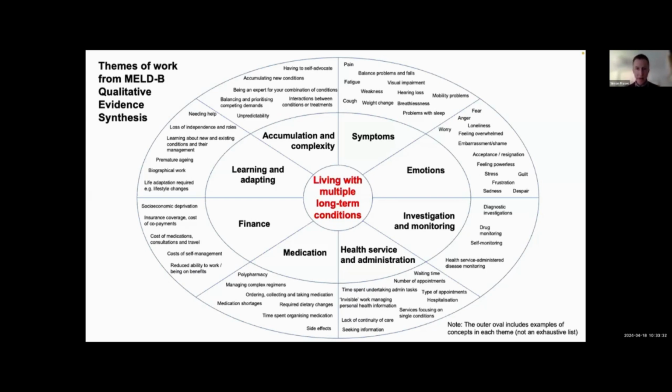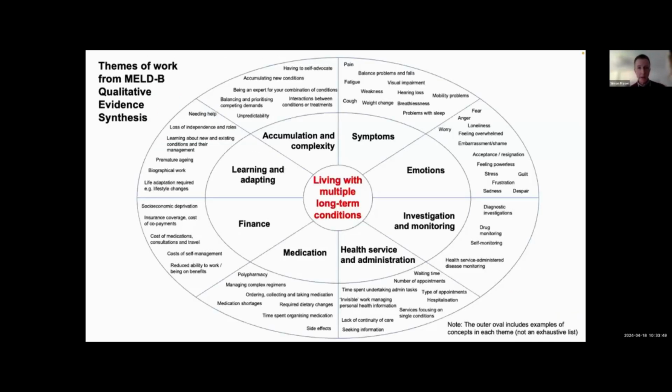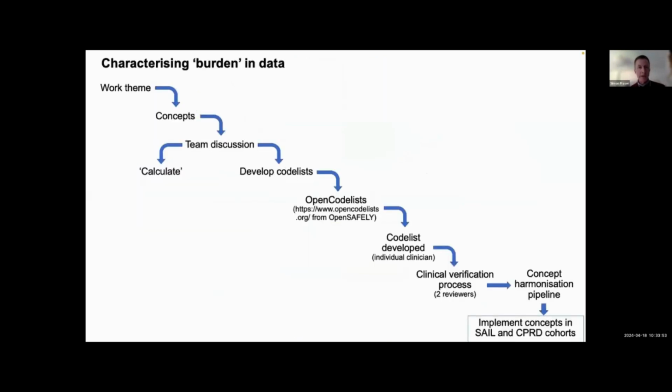I could say a lot more about that, but I'm going to move on because I want to talk about how we're now trying to look at this within data. So if you take one of our work themes at the top there, and within that are the concepts, all of those finer concept points that we had around the outside, for example. We then have a team discussion about how that would be represented within data. For some things, it might be a question of developing actual code lists. For other things, we might have to calculate that concept within the data.